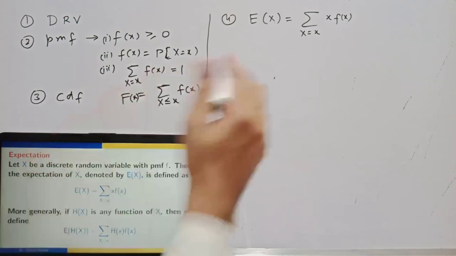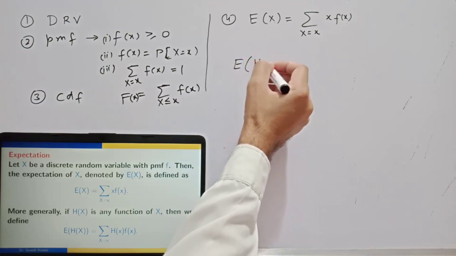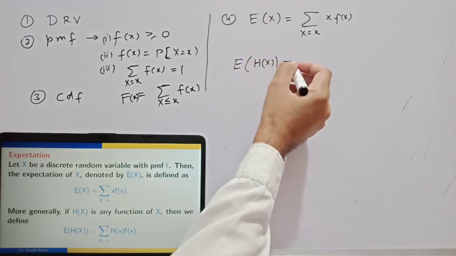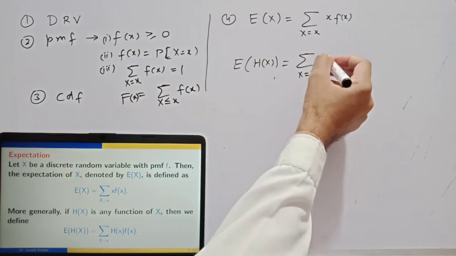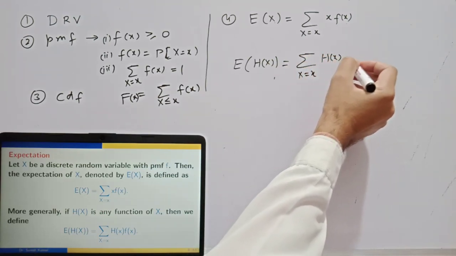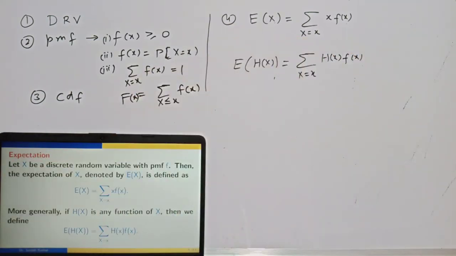In general, the expectation of any function of x, this is also a key definition, for an arbitrary function of the random variable. What is the expectation? Multiply the function h(x) with f(x) and add over all values of x.